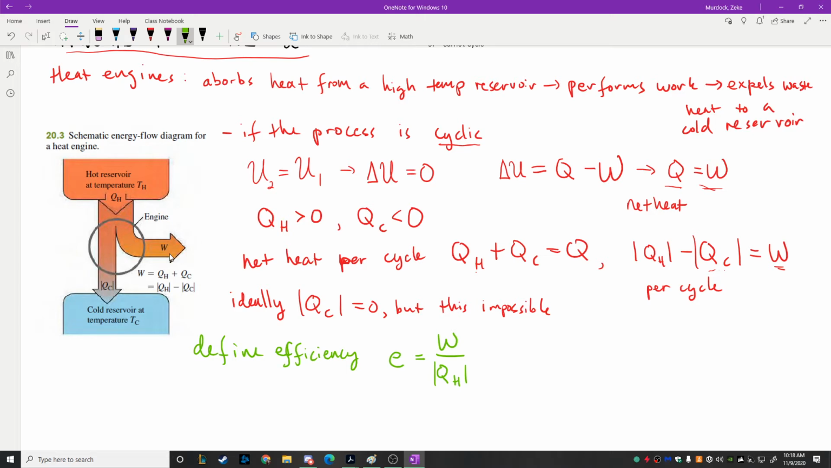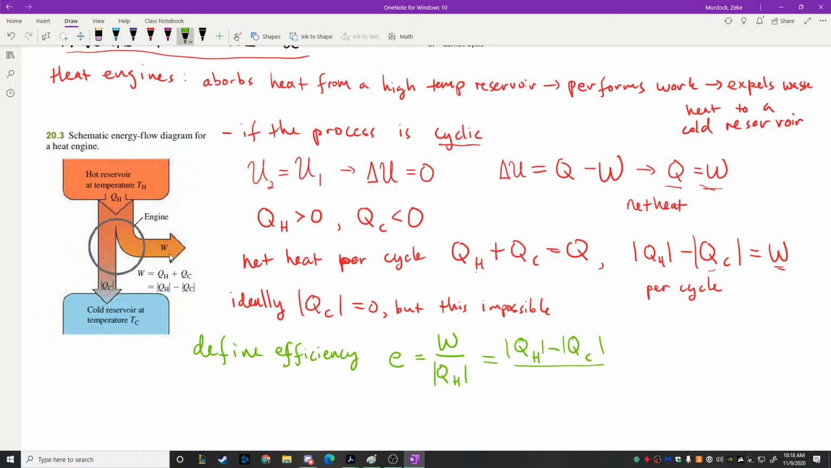And QH is actually always positive, so I don't really need to write these absolute value signs, but I do think it makes a little bit of sense to do so. So then another way to write this, we can use any of these formulas we have up here, but I'll use this one right here. This says that if I take QH minus QC, be sure to put absolute value signs on here.